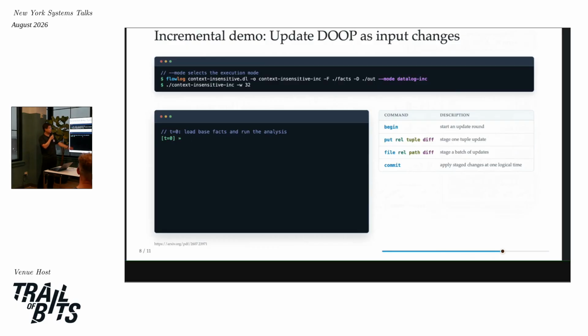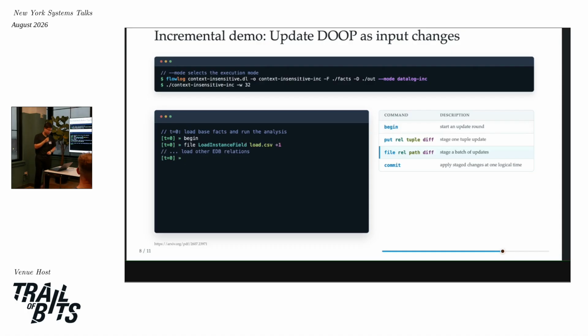After running the executable in parallel, it will give you an interactive shell. The interactive shell basically has these 4 commands. At logic timestamp 0, we just load some base facts and run the analysis. The beginning will start a transaction. We load the input from the disk, and then we commit it. As you can see, this workload is Tomcat, just a workload for the loop. The size of the var.2 is about 5 million tuples.